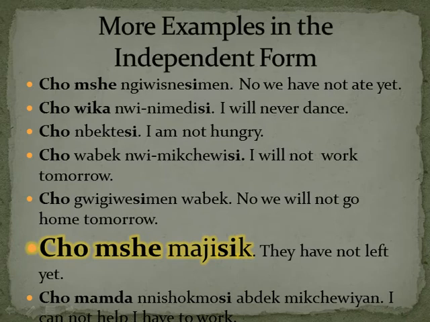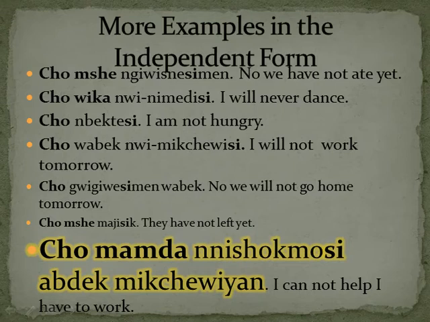Chomshe maji sik. They haven't left yet. Chomshe, not yet. Maji, the verb to leave. Si, indicating a negative, and the K indicating they. Chomamda nanijo kmosi abda ke mikchuiyan. I can't help, I have to work. Chomamda, I can't. And the negation is the si. Abduk, have to. Mikchuiyan, work.